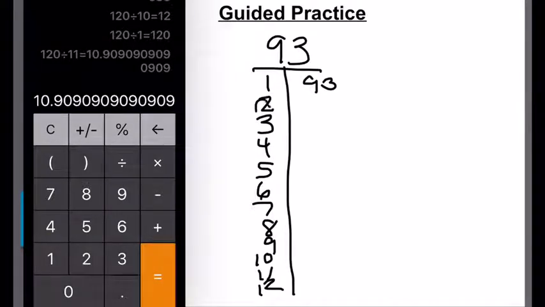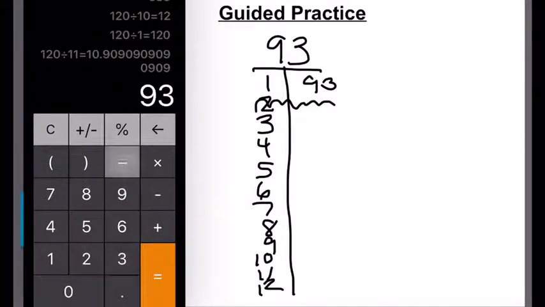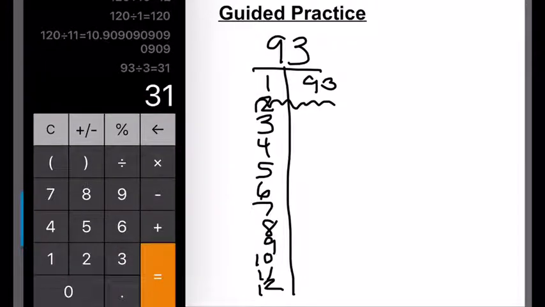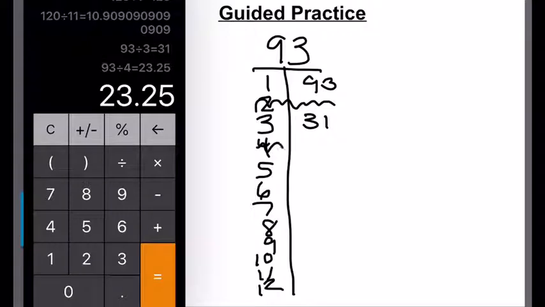93 is odd, so 2 is not a factor of 93. 9 plus 3 is 12. 12 is divisible by 3, so is 93. 93 divided by 3 is 31. So my next factor pair is 3 and 31. 93 divided by 4 is a decimal, so 4 is not a factor of 93. 93 does not end in 5 or 0, so 5 is not a factor of 93.